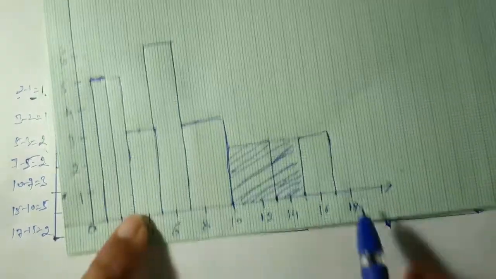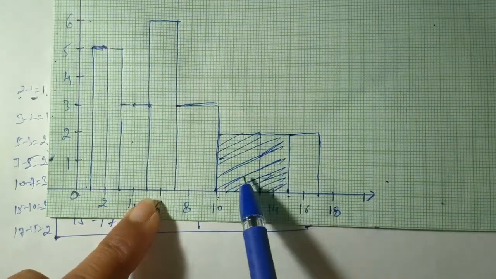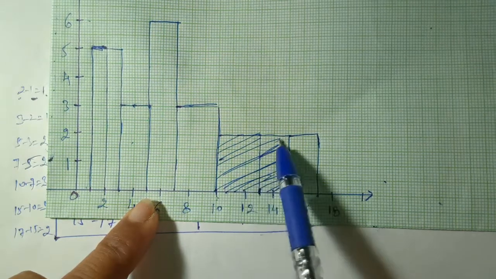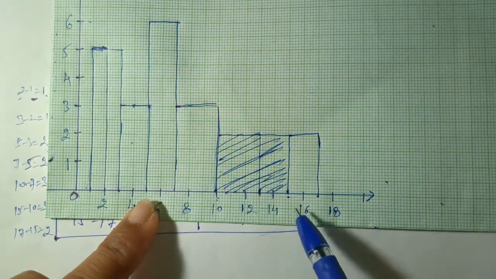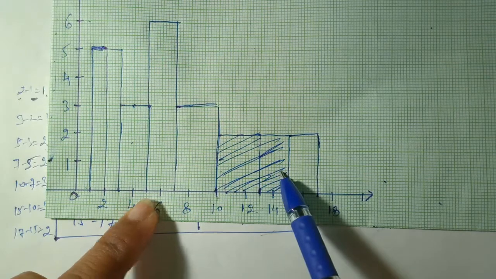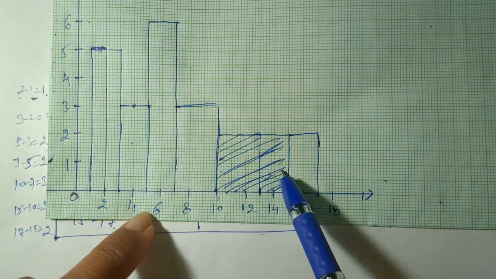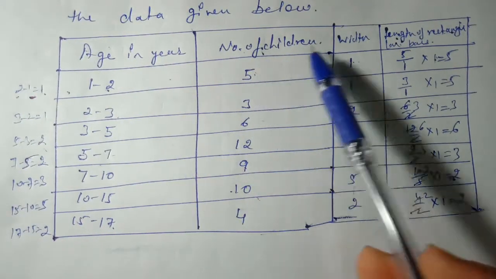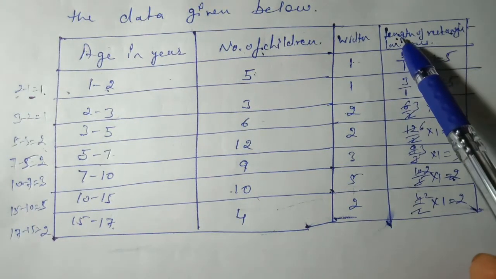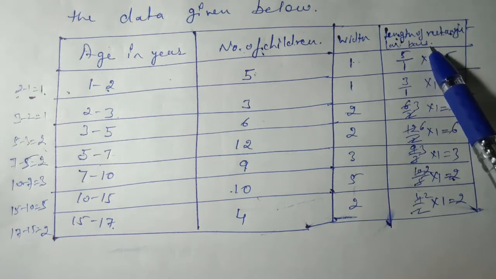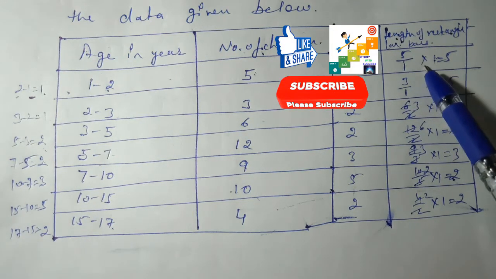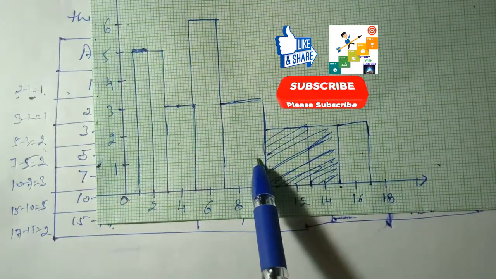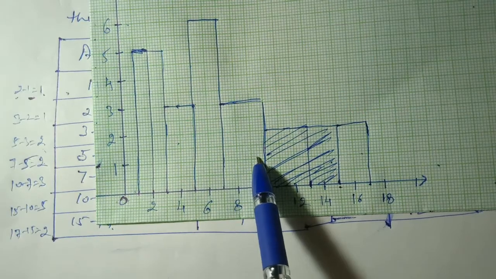So this way we are observing the thickest rectangular strip is this one, which I have shaded. This is between 10 and 15. So whenever you have such data in which the class sizes differ, then first of all you have to make a table. In that you have to find the length of the rectangular bars, and then according to it you have to plot. So here you will get the size of the rectangular strips different. Thank you.